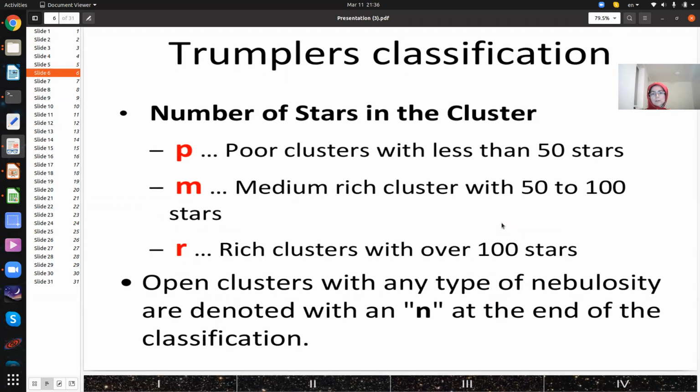And we have different classifications for the number of stars in the cluster. P shows the poor clusters with less than 50 stars. M defines the medium rich clusters with 50 to 100 stars. R defines the rich clusters with over 100 stars. Open clusters with any type of nebulosity are denoted with an N at the end of the classification.